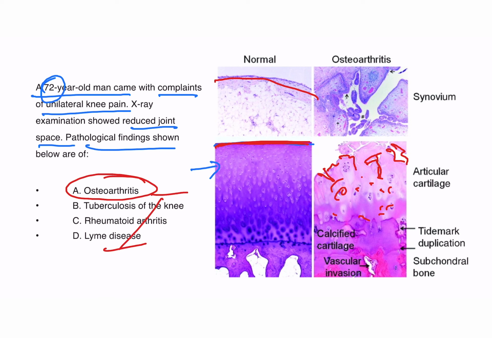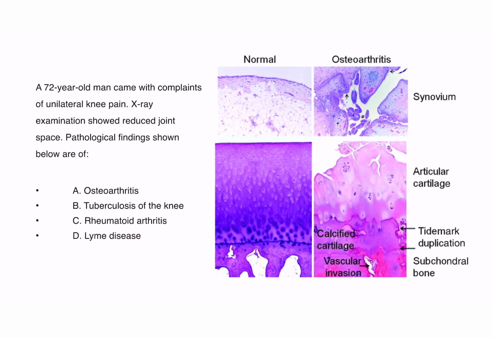But if it is a tuberculosis of the knee, then you would be looking into the caseation and the epithelioid cells. If they are giving you a rheumatoid arthritis, then they would be showing the pannus, and the pannus would have a fibrous growth, and there is a neurovascular structure in between in it, and Lyme's disease would show you the organism.